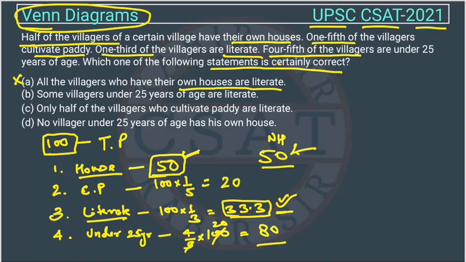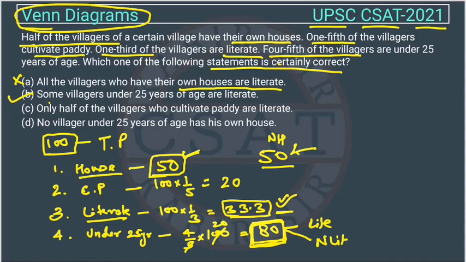Now the second statement: some villagers under 25 years of age are literate. Some villagers. So how many? Out of this 80, some may be literate and some will not be literate. So this is possible, right? Because in total we have 80 people. So here the statement is saying some, not saying all, right? So this is correct, option B.